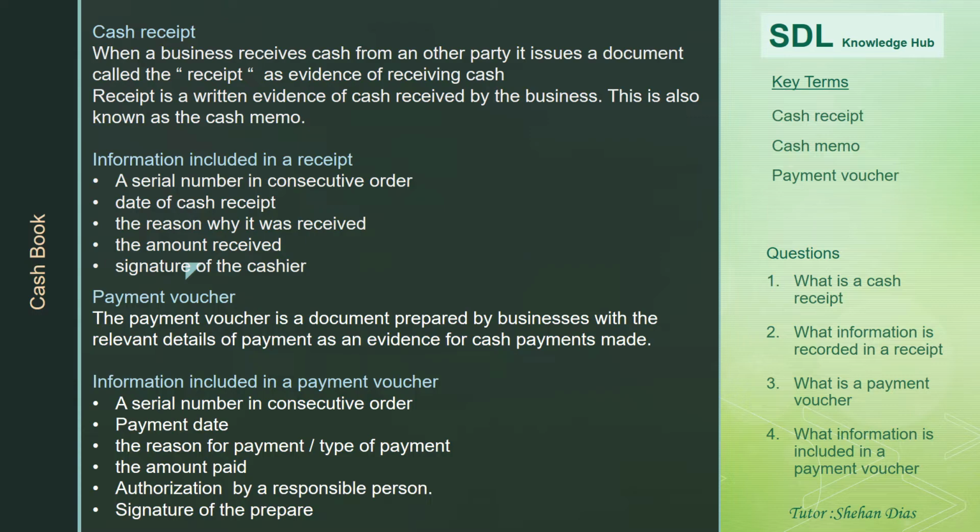Cash payment voucher. Now this is prepared by the business giving the details of payment as evidence for cash payments. So in a payment voucher, the following information is included: the serial number, the payment date, the reason for the payment made, the amount paid, and the person responsible will authorize, and also the person preparing will put his or her signature.